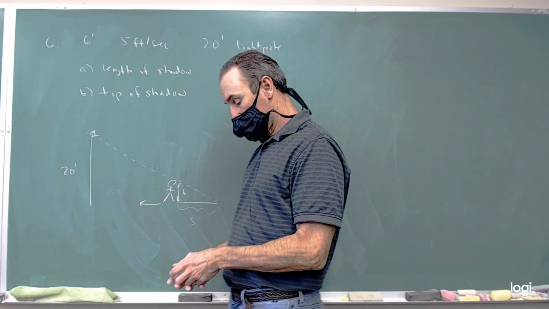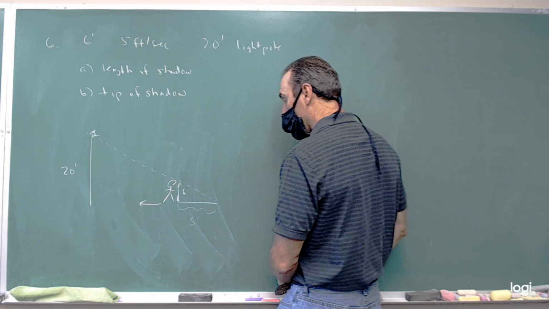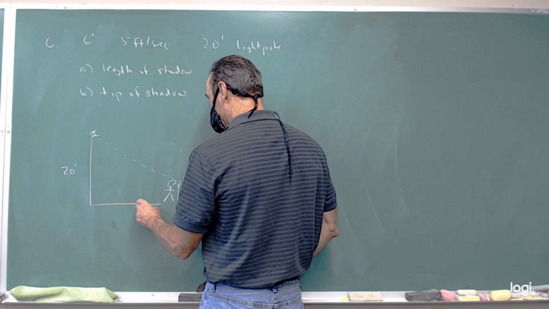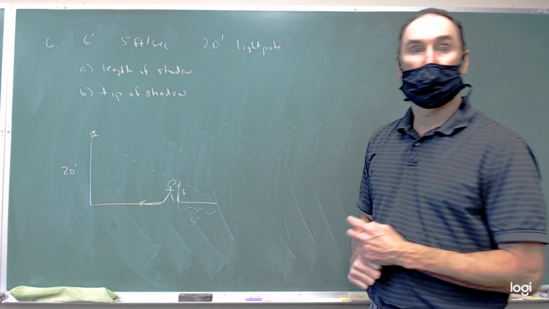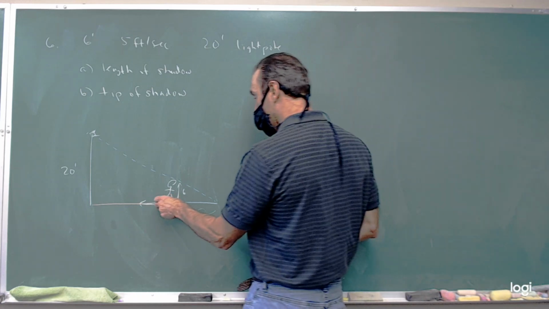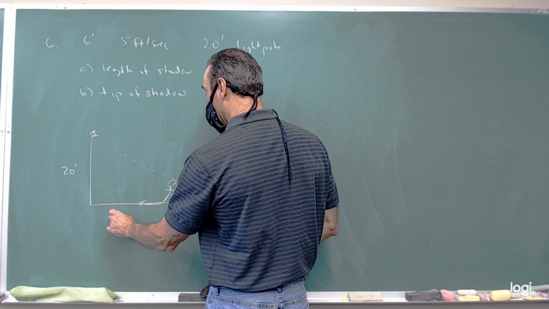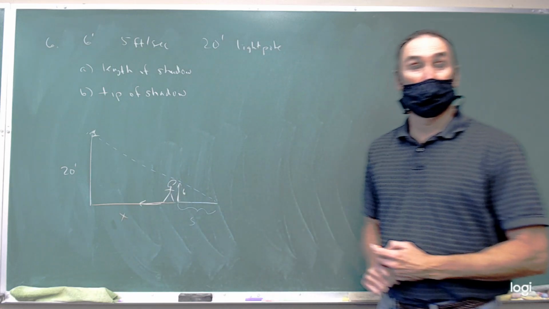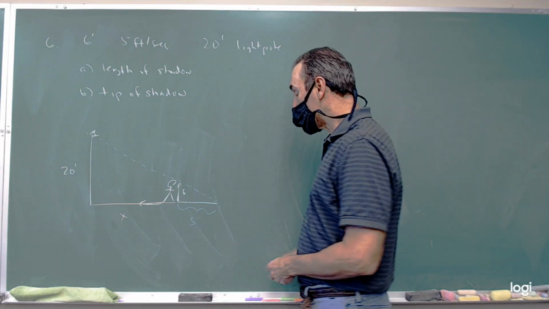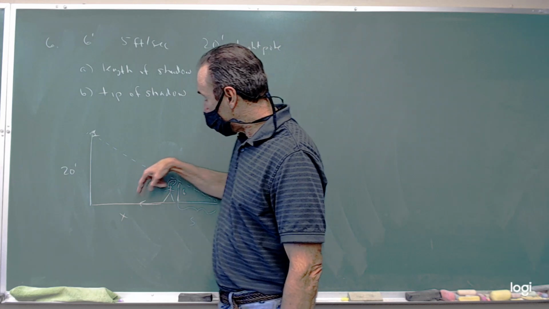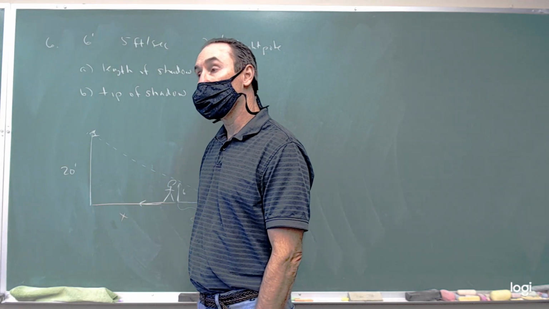Does that make sense? And then we also need this distance right here. How far is the person from the light pole? Those are going to meet together, there's no gap in between those. Let's call that X, because it too is changing as that person walks towards the light.